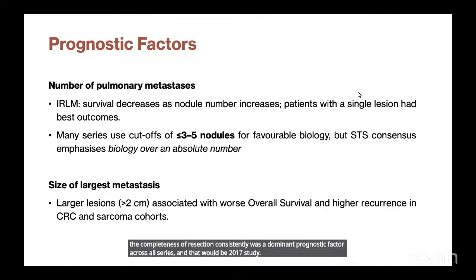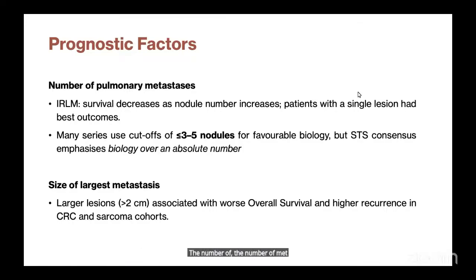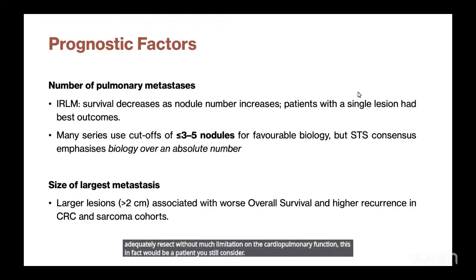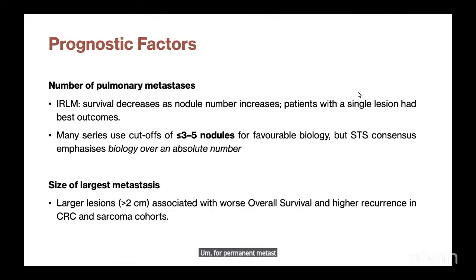The number of metastatic lesions was in fact another prognostic factor for pulmonary metastasis, and many series use a cutoff of 3 to 5 nodules for favorable biology. But again, I want to emphasize that biology trumps absolute number. Let's say you have 6 or 7 nodules which you think you may be able to adequately resect without much limitation on the cardiopulmonary function. This in fact would be a patient you still consider for pulmonary metastasectomy.